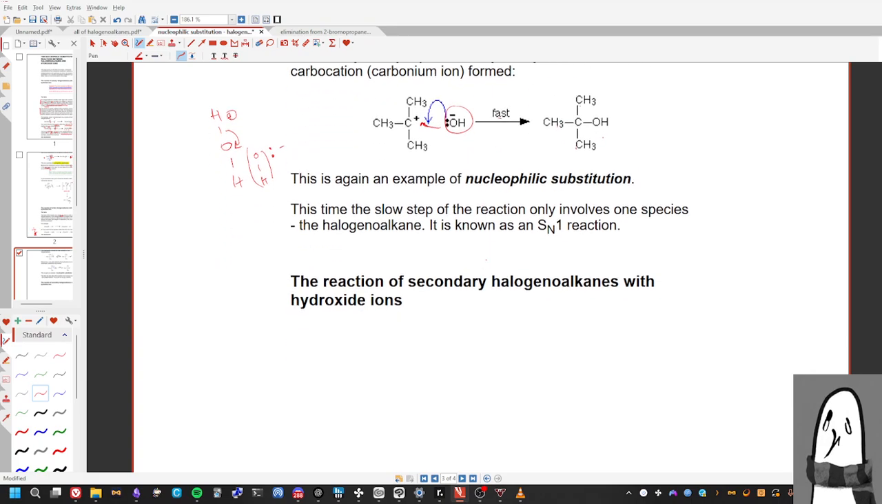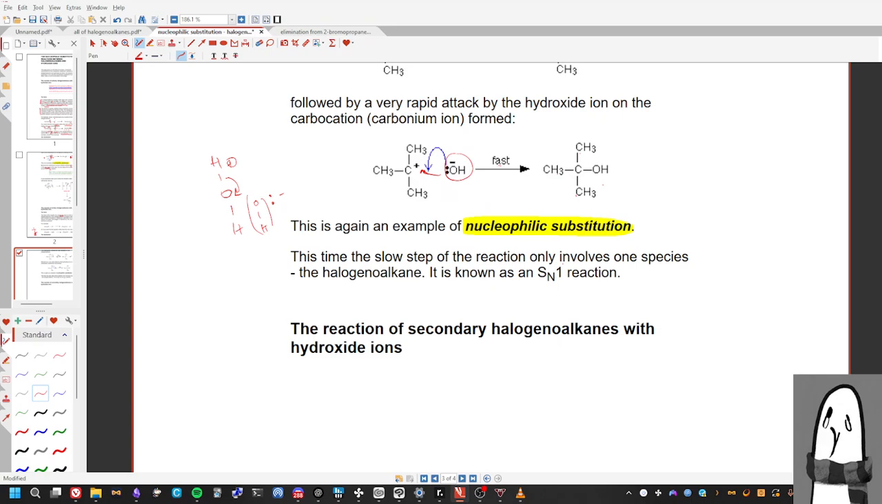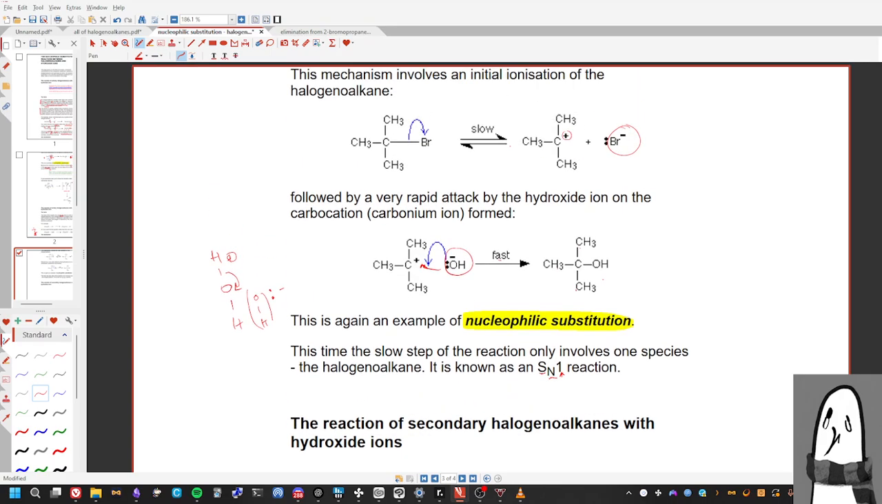Okay, so this is an example of nucleophilic substitution. We'll mark it down again because I really need you to remember this point. This time we show a slow step of the reaction which only involves one species. So now it's SN1. So we have nucleophilic substitution, probably S for substitution, or maybe S stands for species. I'm not sure. I would say SN is substitution, nucleophilic with one species in the slow step.